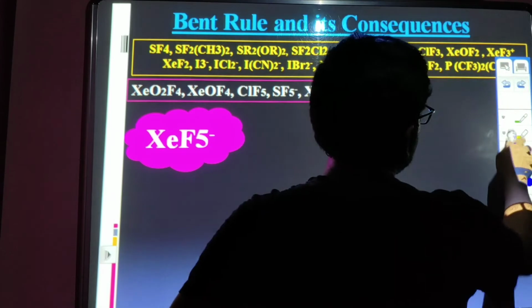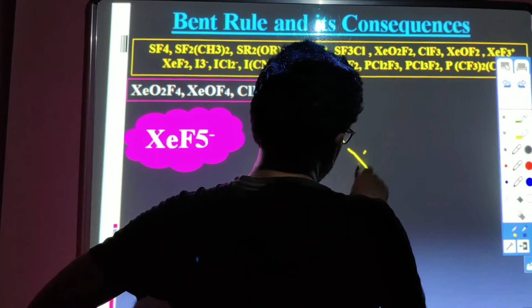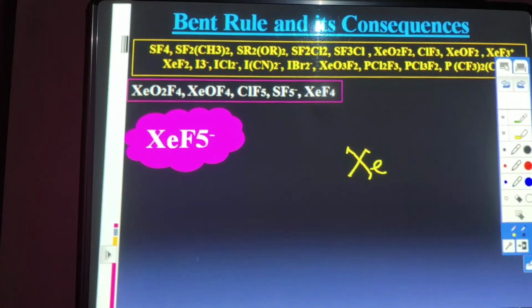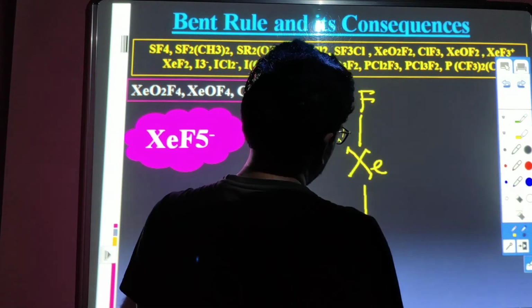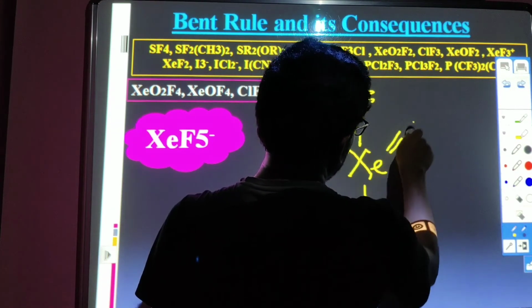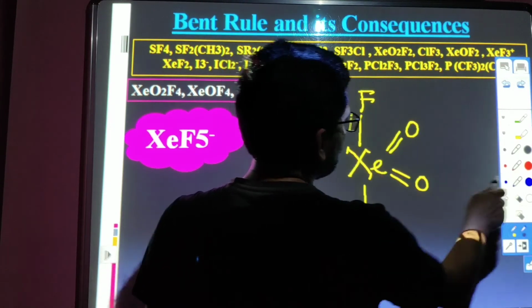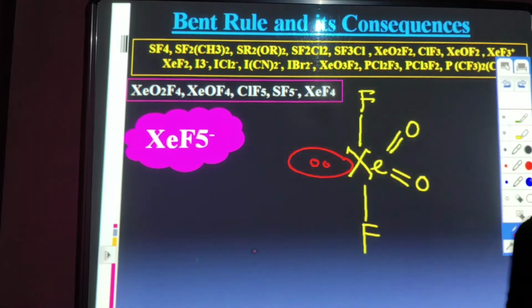XeO2F2. What I told, a double bond also needs more space. So F2 you put here, and the double bonded O here. 1, 2, 3, 4, 5, 6. One lone pair, put it here. Done.